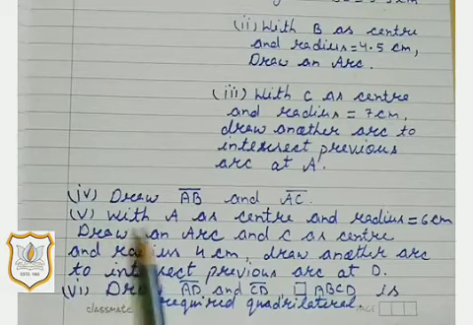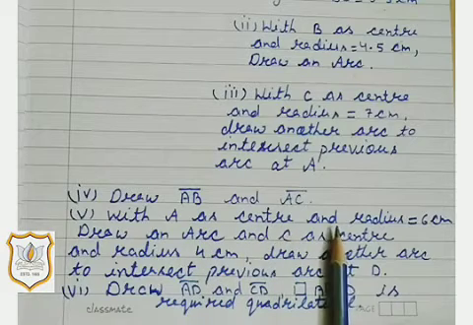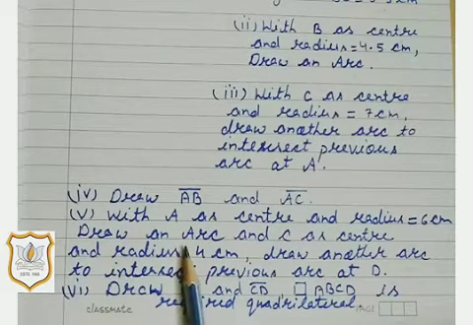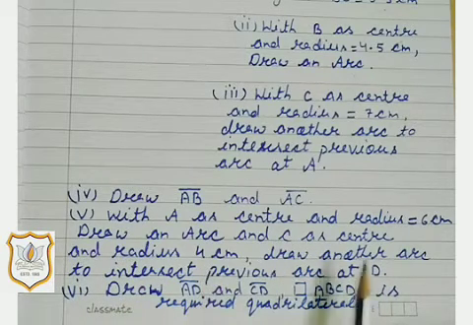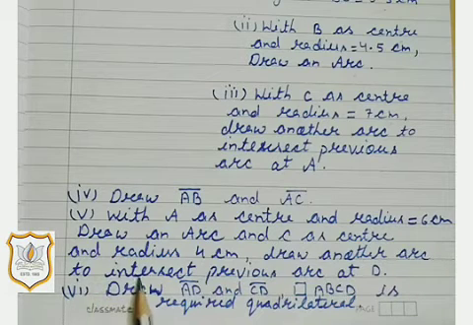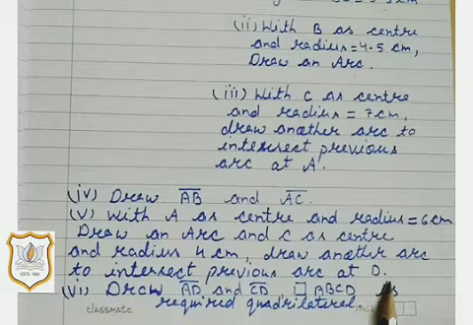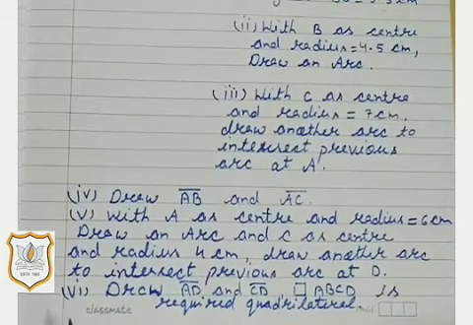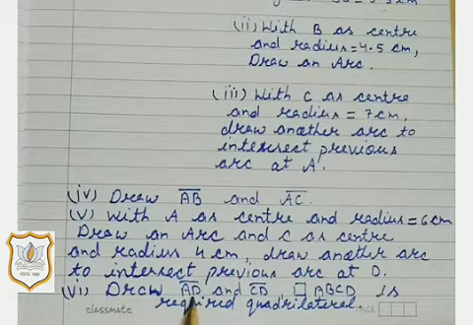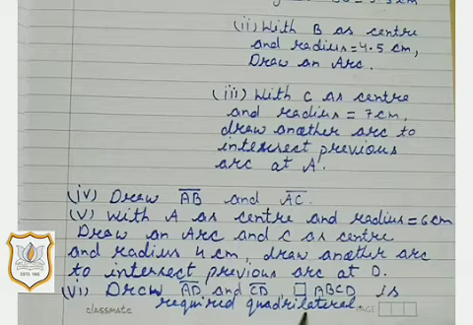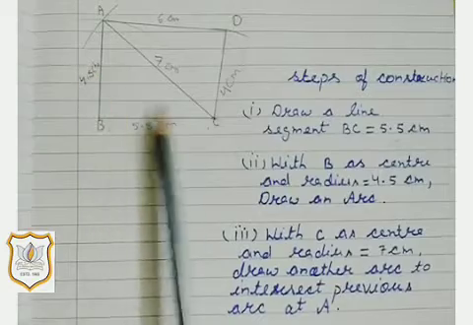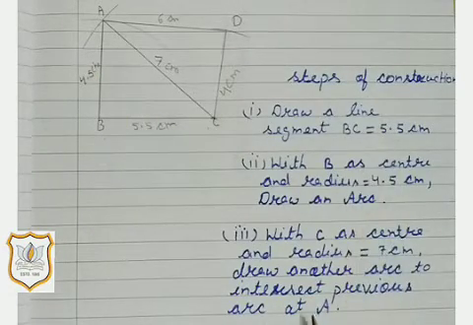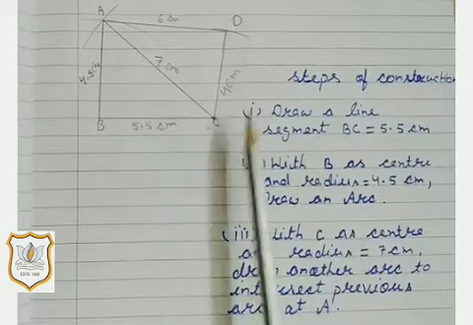And fifth, with A as center and radius equal to 6 centimeter, draw an arc and with C as center and radius 4 centimeter, draw another arc to intersect the previous arc at D. Sixth step, draw line AD and CD. Quadrilateral ABCD is the required quadrilateral. So this is our quadrilateral ABCD and these are the steps of construction of quadrilateral ABCD.